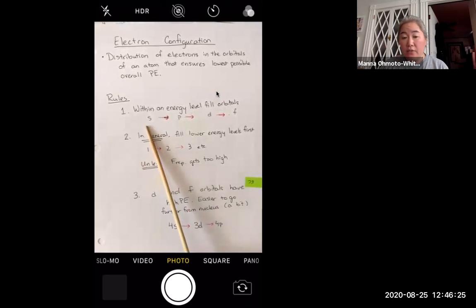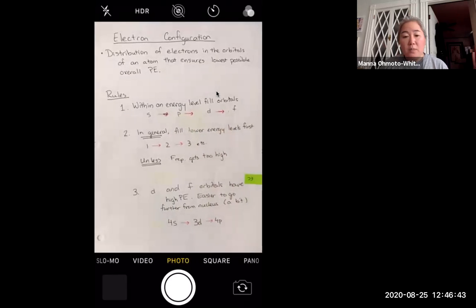Also, within an energy level, the order of filling goes: you want to fill the s orbital first, then the p, then the d, then the f. Simplest orbital, lowest potential energy, before you go into these really weird shapes. Another thing to remember is that the d and f orbitals, because you have such a high electron density when you start packing them in, have a really high potential energy. So oftentimes it's easier to go further from the nucleus a bit in order to fill this up. So the 4s orbital fills up before the 3d orbital.